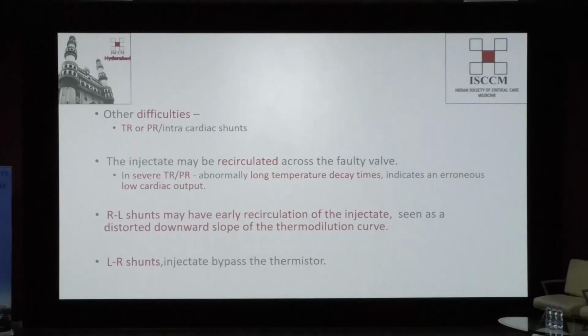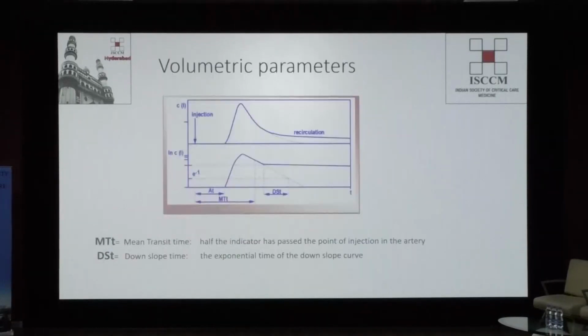So am I clear till now? These are the various difficulties which we face when you have structural heart problems. So keep these things in mind. Don't just go by the values. One more thing, as I was telling earlier, this is the actual thermodilution curve which happens. There is a recirculation that happens after one cardiac cycle.